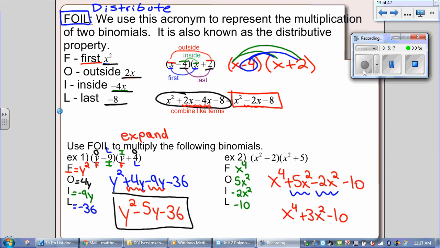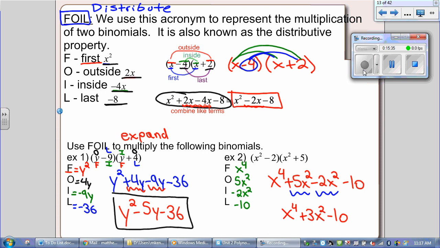I'm multiplying to get my outside terms. So x squared times 5 is 5x squared. I'm multiplying to get my inside terms. So negative 2 times x squared is negative 2x squared. And then I'm multiplying to get my last terms, which is negative 2 times 5 to create negative 10.